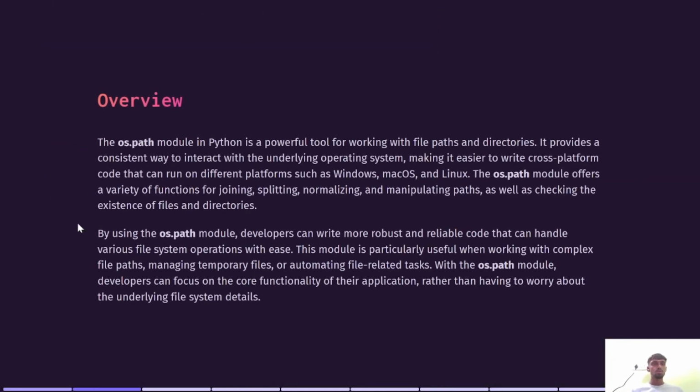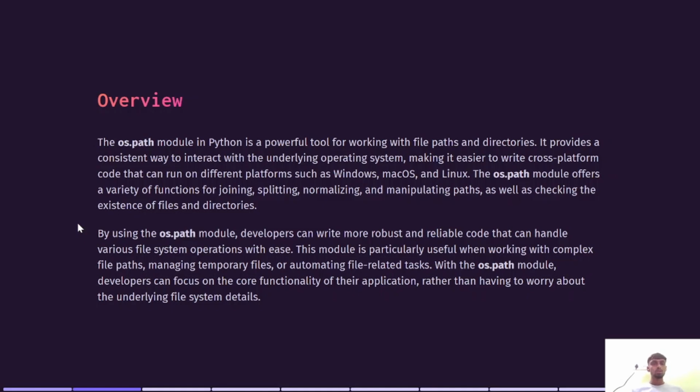Coming to the overview, the os.path module in Python is a powerful tool for working with files, paths, and directories. It provides a consistent way to interact with the underlying operating system, making it easy to write cross-platform code that can run on different platforms such as Windows, Mac, and Linux. The os.path module offers a variety of functions for joining, splitting, normalizing, and manipulating paths, as well as checking the existence of files and directories.